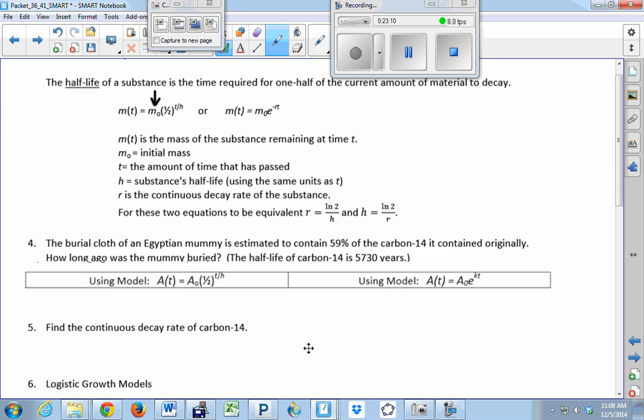So you can already get an estimate of your answer. Your answer has to be less than 5,730 years for this Egyptian mummy burial cloth. Why did I say that? It has to be less than 5,730 years. Right, because it still contains 59% of the original carbon-14. If it said 50% here, we wouldn't even have to do any work. We could just say, hey, the thing's 5,730 years old.